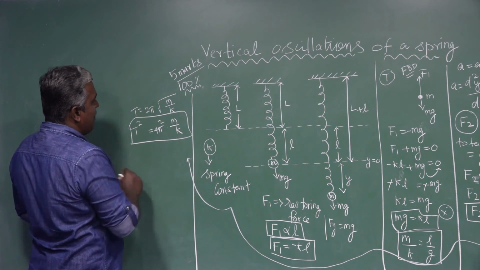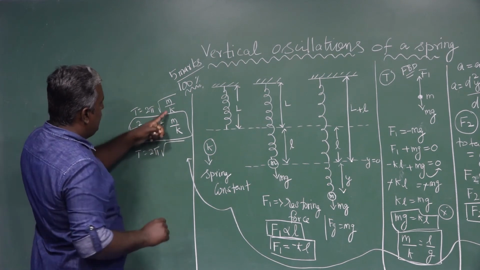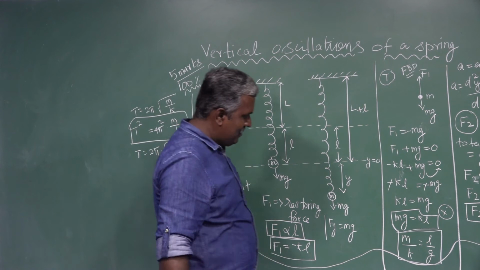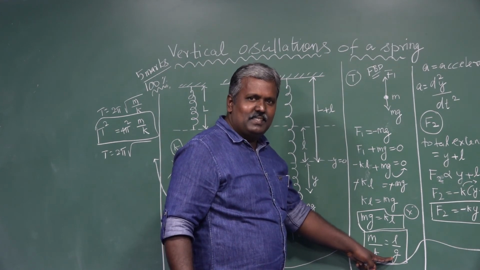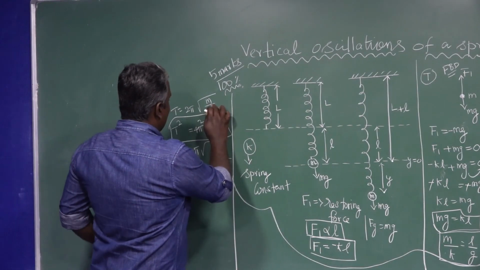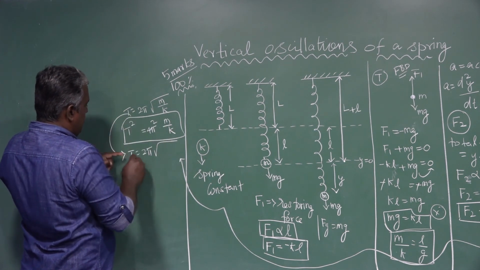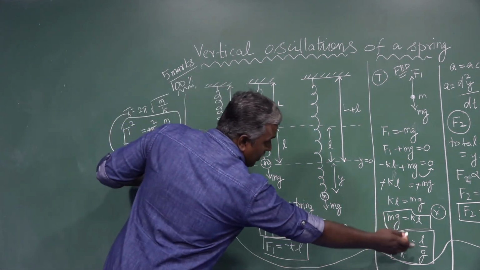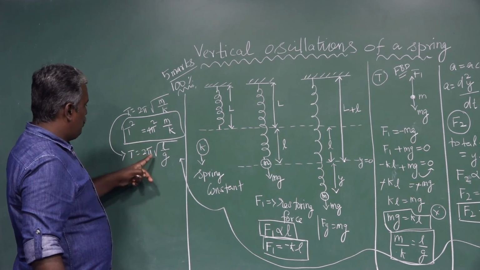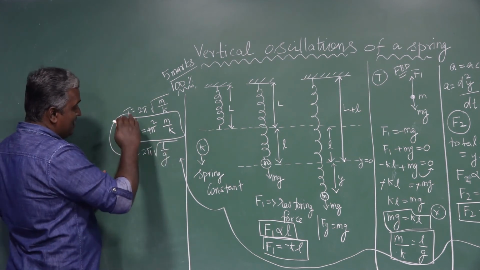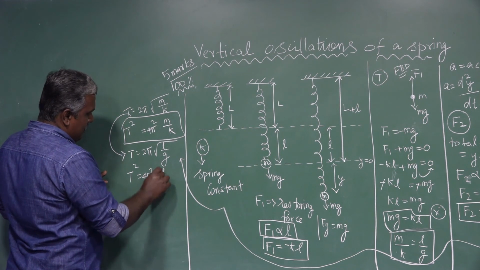At the same time, from this t is equal to 2 pi root of m by k, for m by k we can substitute L by g. Substituting this value in this equation, t is equal to 2 pi, m by k is equal to L by g. That's all. t is equal to 2 pi root of L by g. Now taking square on both sides, t square is equal to 4 pi square L by g.